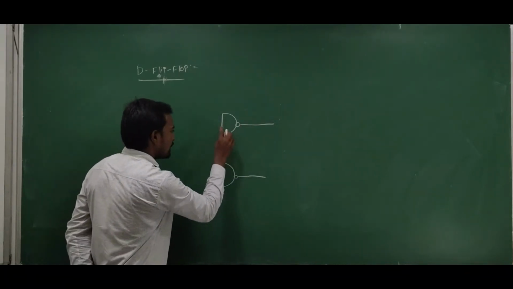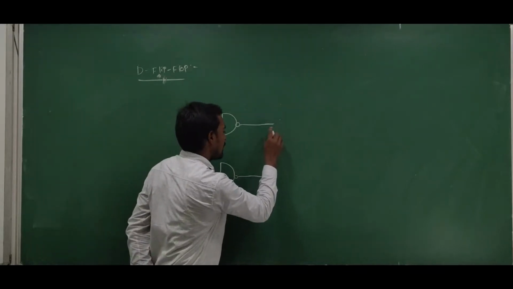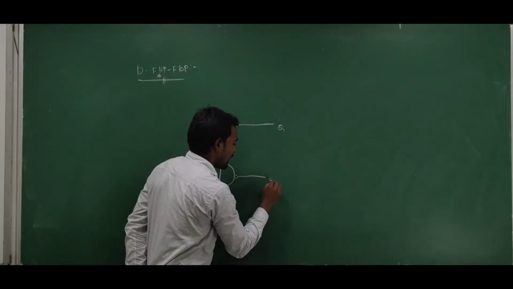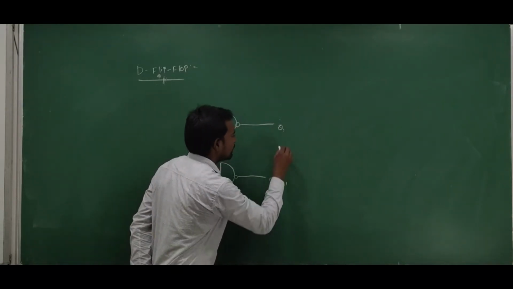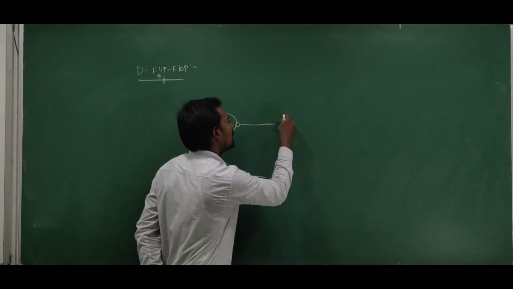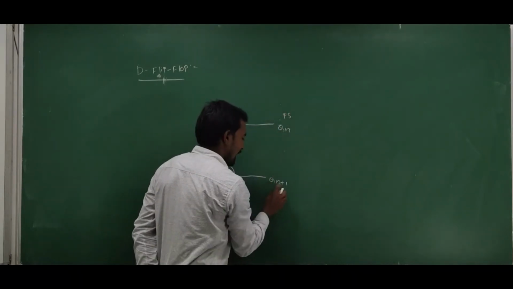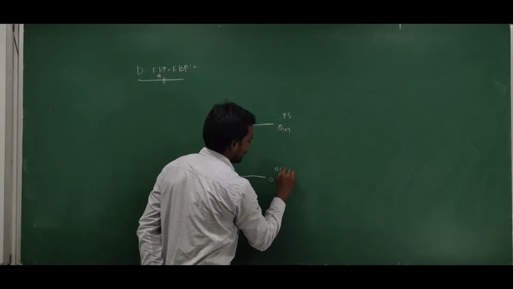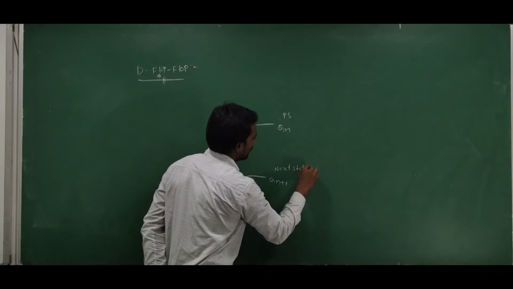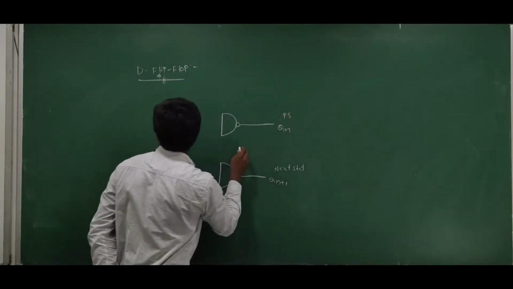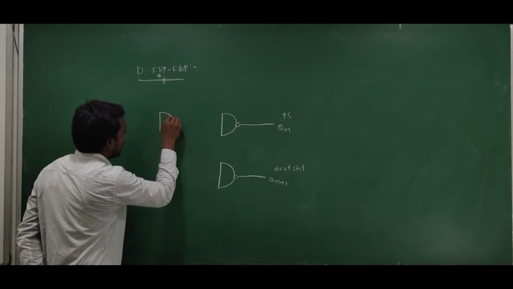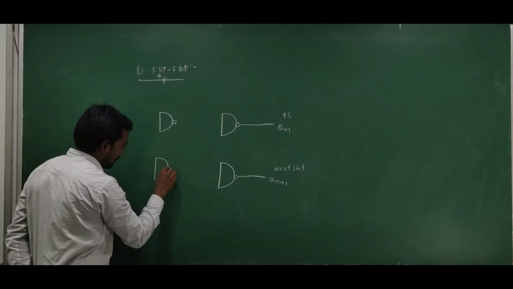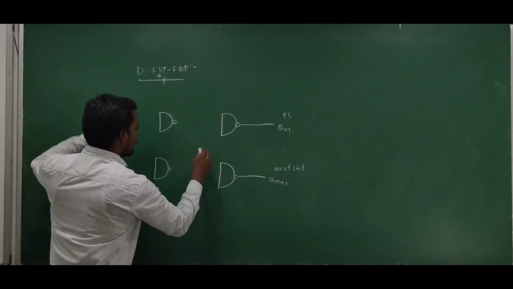So here I am taking one NAND gate, the output will be treated as Q, and here I am taking Qn plus 1, and this is the Qn, this is called as present state, and this is called as next state output and present state output. And here I am taking another NAND gate. So here we are using 4 NAND gates.